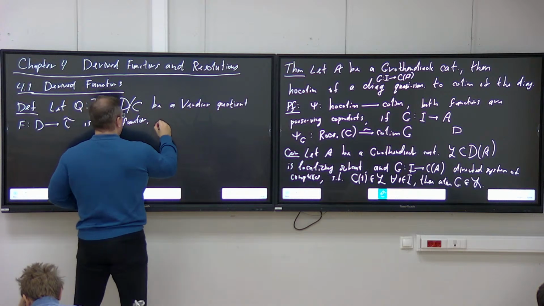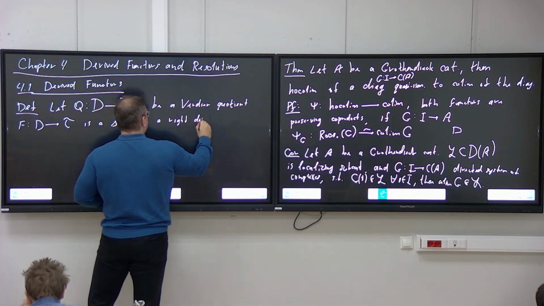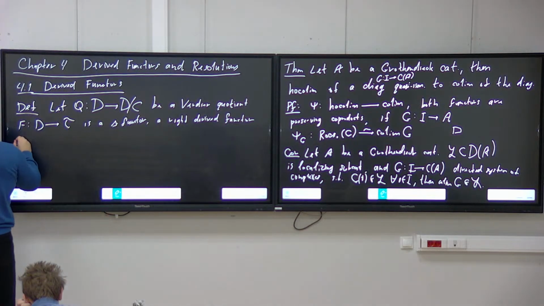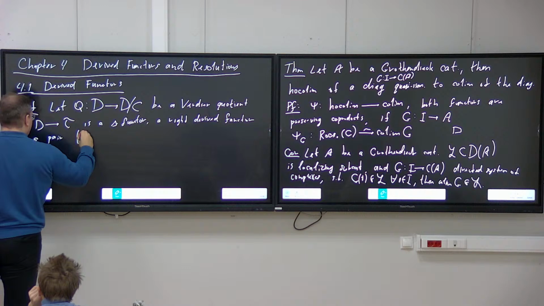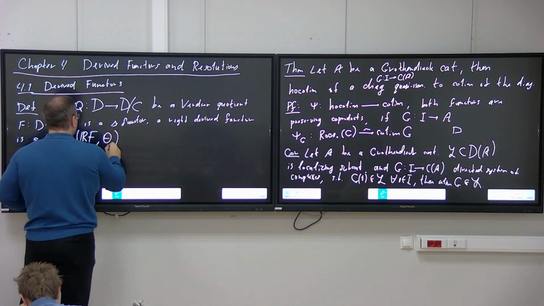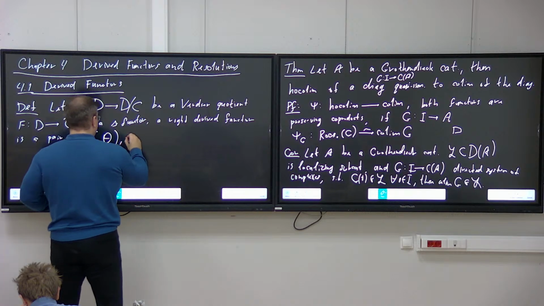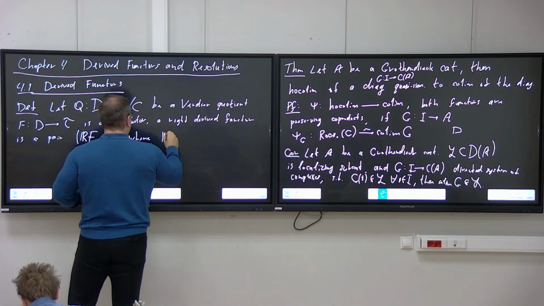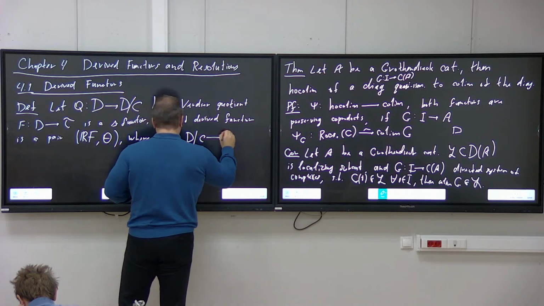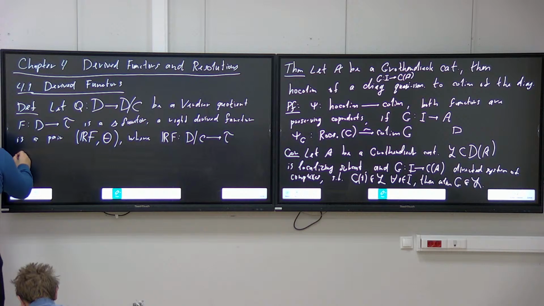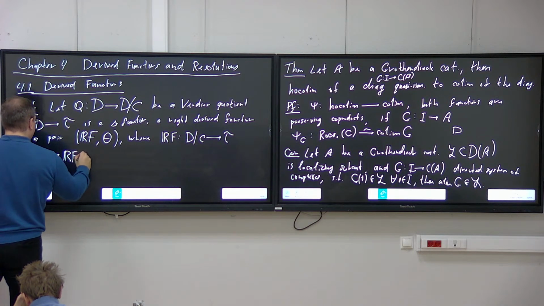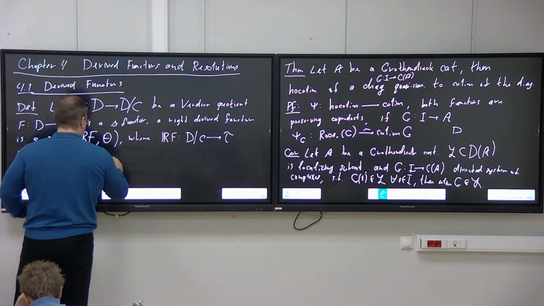So a right derived functor is a pair. I'm going to use the notation RF for a functor, and also in this pair I have a natural transformation which I'm going to call beta. So the pair consists of the functor RF, a functor from the quotient D mod C to T, and a natural transformation beta from the functor F to the composition of RF and Q.